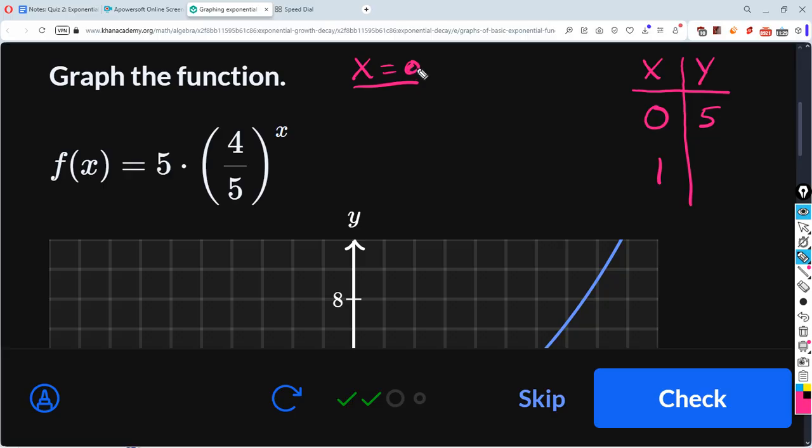And at x equals 1, plug in 1 in place of x. That's going to be 5 times 4/5 to the first power, which is just 5 times 4/5. Okay, if you want to make the 5 a fraction, you can put it over 1. Multiplying fractions, 5 over 5 cancels. And we're just left with 4 over 1, which is just 4. All right, so 0, 5, and 1, 4.